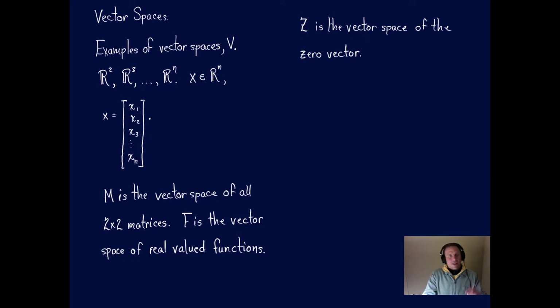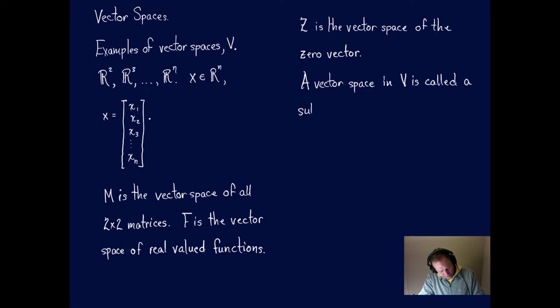Okay, now, vector spaces can contain vector spaces. And so we say this: a vector space in V is called a subspace. It's called a subspace S. So it's a vector space in a vector space. And then there can even be another one, but let's look at an example.